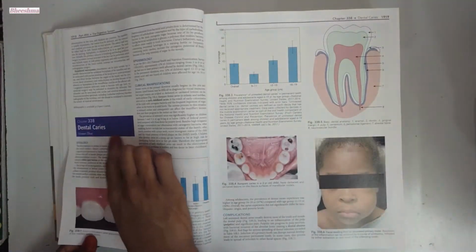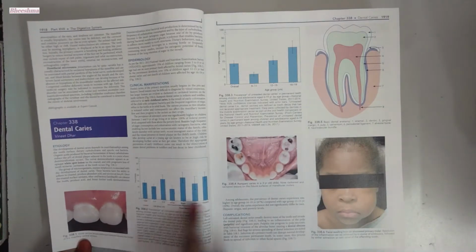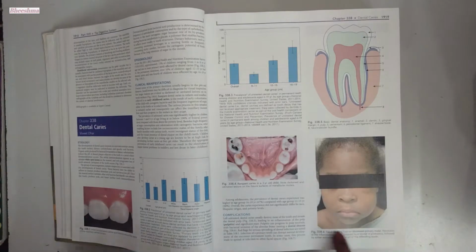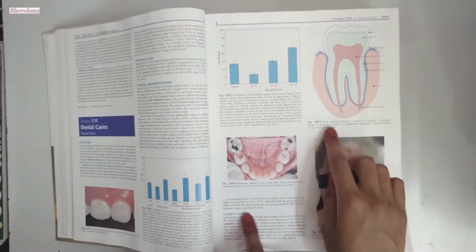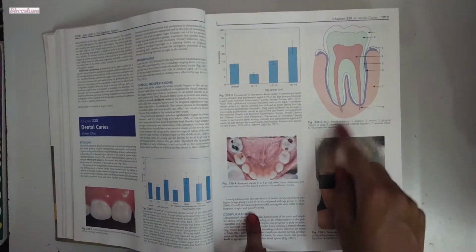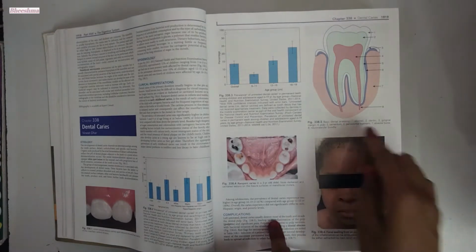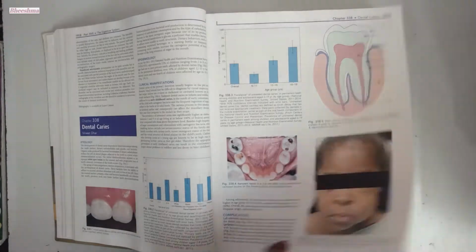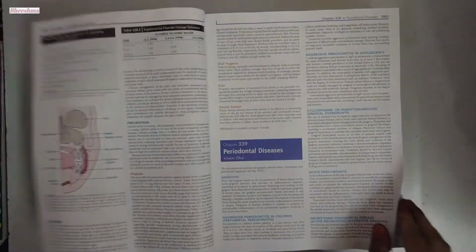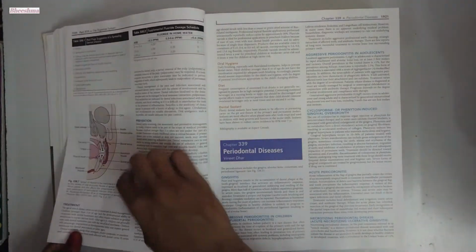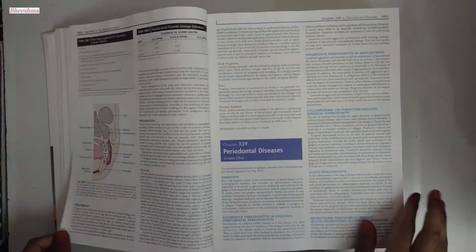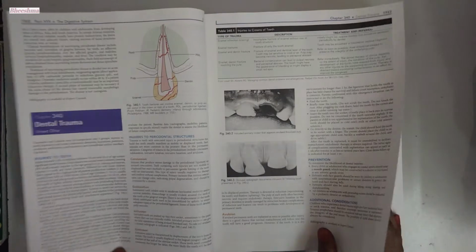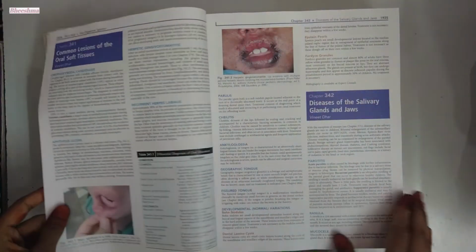Here dental caries, the next chapter. The pie chart for this is given, like the prevalence of untreated dental caries. Here the basic dental anatomy like enamel, dentin, gingival margin, pulp is given. Then facial swelling from an abscess of a primary molar. In each and every chapter the diagrammatic representation is given. Then periodontal diseases. Then dental trauma.